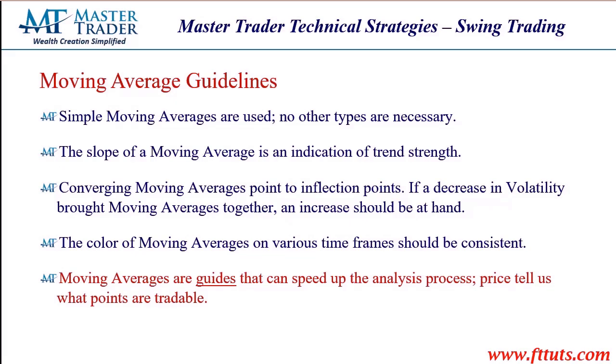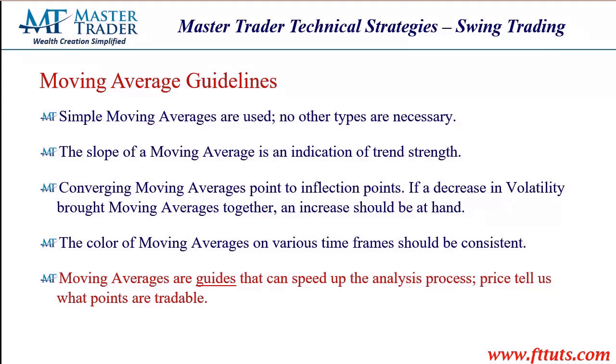So we want to watch the slope of a moving average as an indication of trend change, primarily the 20 and then the 50, since they're faster moving averages, obviously, than say a 200. The faster or the shorter the moving average is, the more closely it will track prices. Converging moving averages point to inflection points.